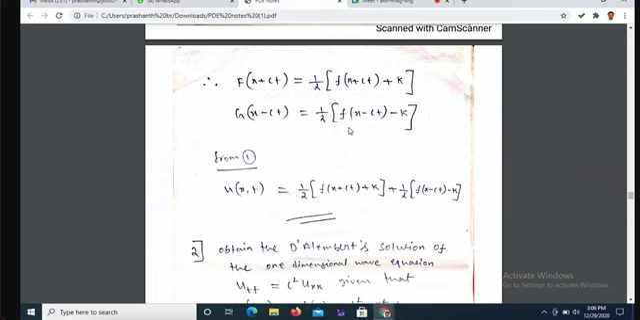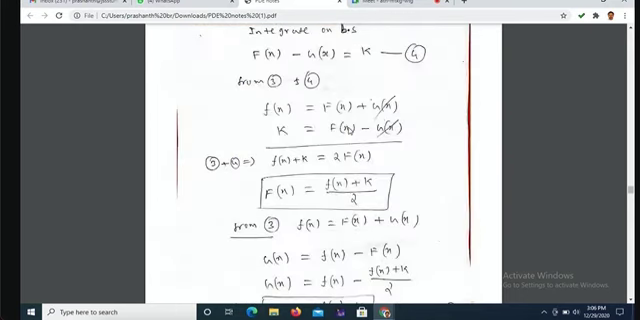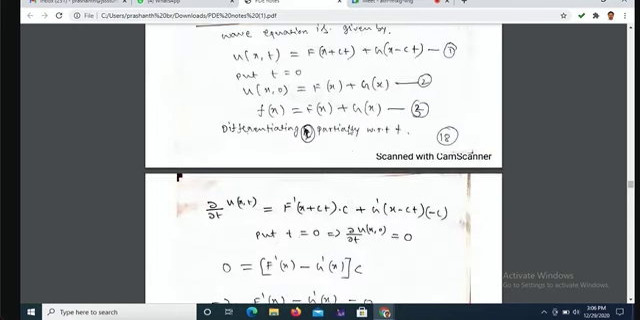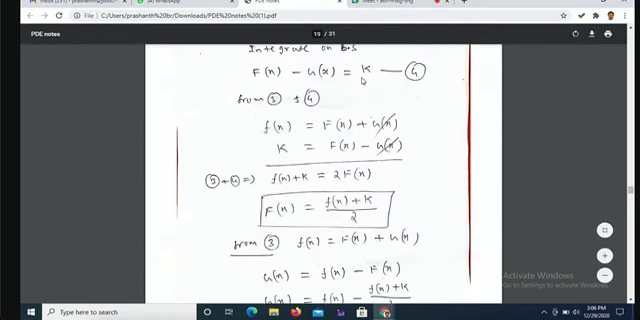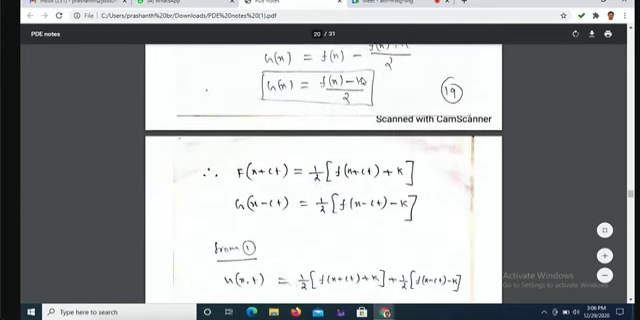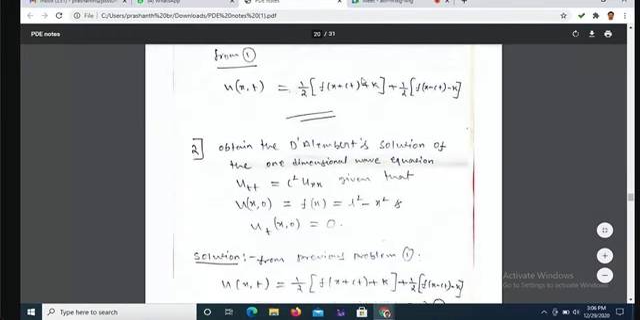So in equation 1, you substitute in the place of F of x plus ct and G of x plus ct. Substitute this. So u of x comma t is this one, right? Now come to equation 2.